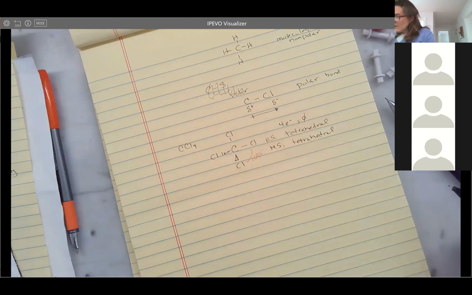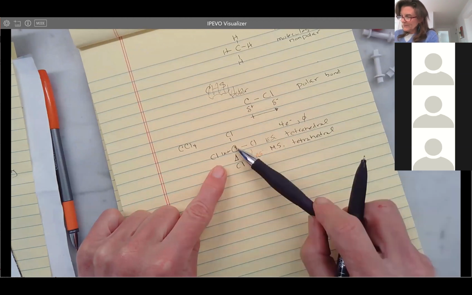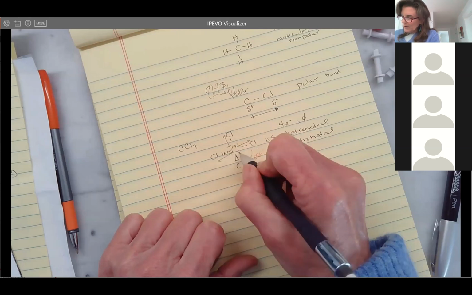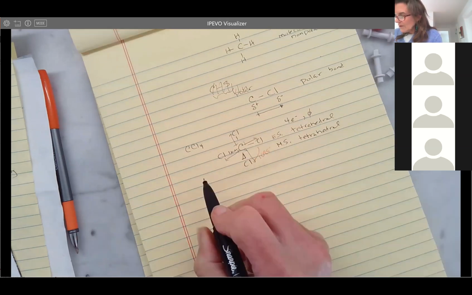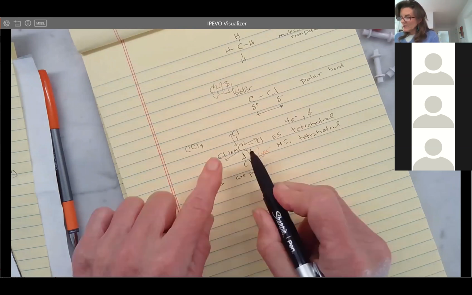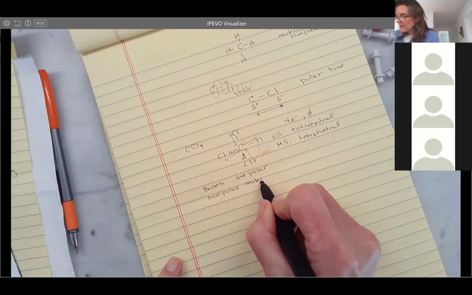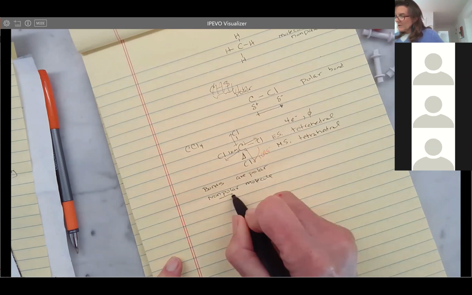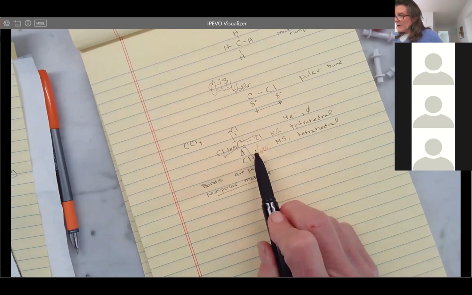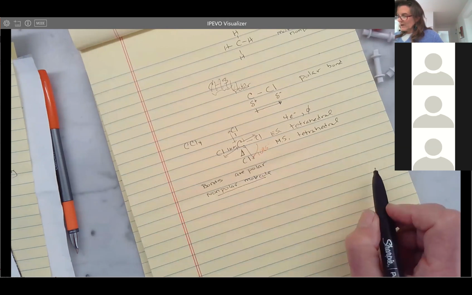Now, this molecule has polar bonds, right? Because I said that the carbon-chlorine bond is polar. And so there are dipoles along the directions of each bond. So the bonds are polar. However, all of those dipoles cancel. So this is a non-polar molecule. So anytime you have a central atom with bonds to all of the same element and no unbonded pairs, it will be a nonpolar molecule. I'll write that out because this is important.